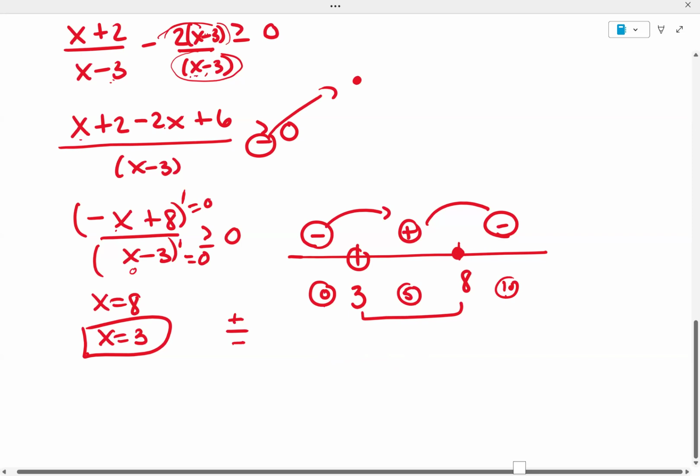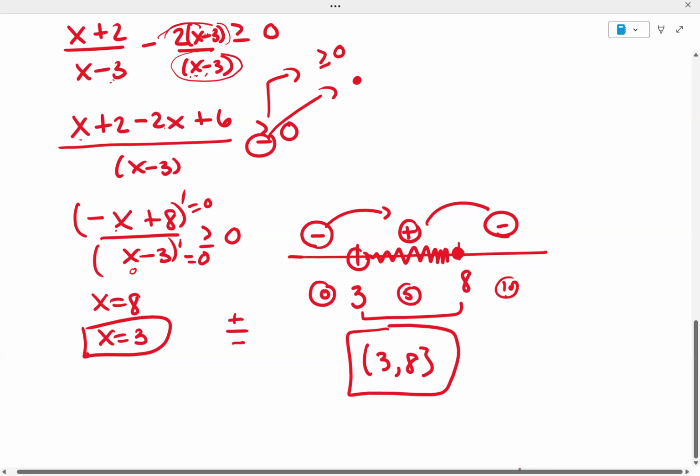And now time for my answer. Where the number line is positive is where the inequality is greater than or equal to 0. So that's not the answer, though. That's where the shading is. That represents the solution on a number line. But the answer is written using interval notation, parentheses at 3, bracket at 8.